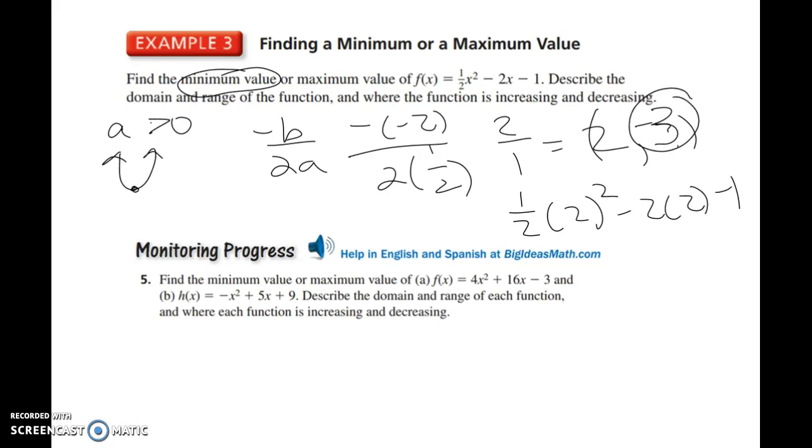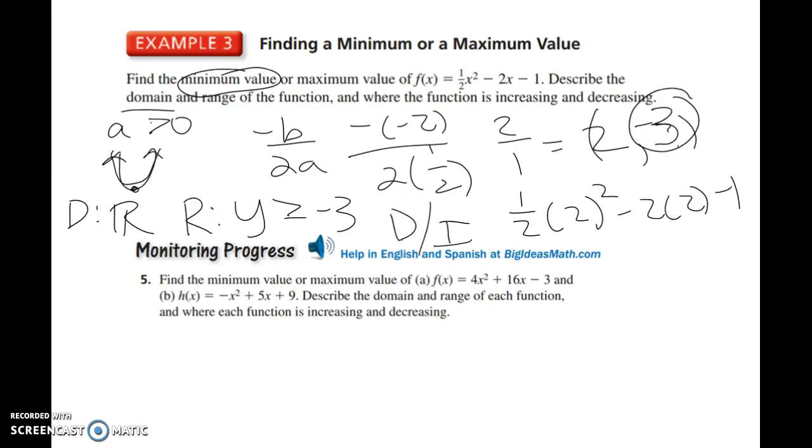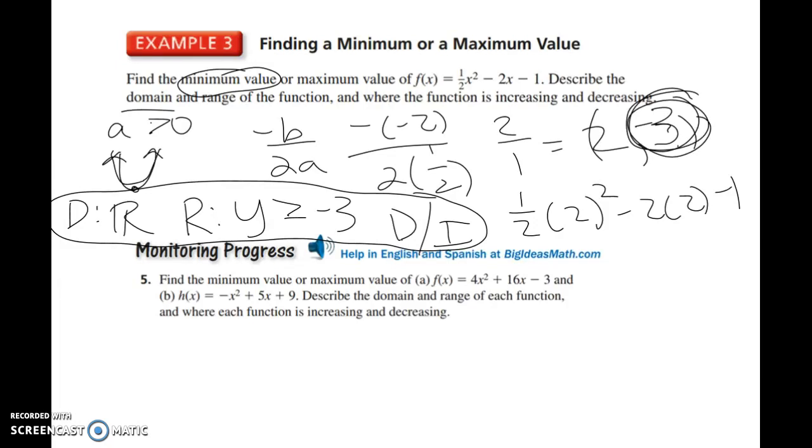Now let's answer what they are asking. The domain will be all real numbers. The range will be, since this is the minimum, everything else will be above. So all the y values will be greater than or equal to your minimum number. And since it's a happy face, we're going to go down and then up. So we are going to decrease and then increase. So you can just write D, then I. And our min value was negative 3. Now let's go back to the journal.